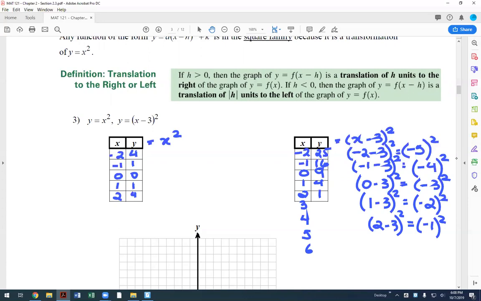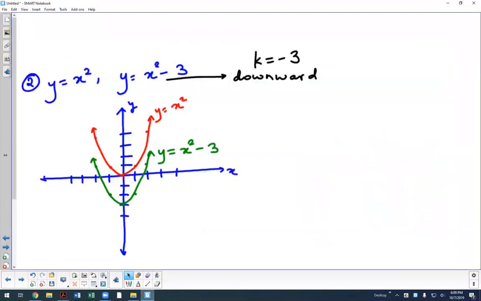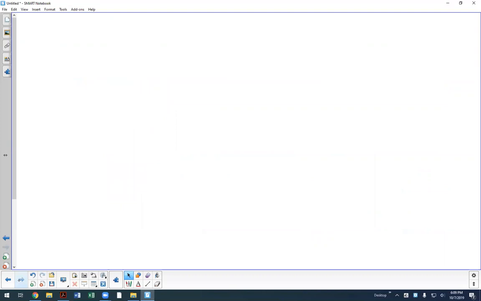So what will their corresponding y values be? 0, 1, 4, 9. Because 3 minus 3 is 0. 0 squared is 0. 4 minus 3 is 1. 1 squared is 1. 5 minus 3 is 2. 2 squared is 4. And of course, 6 minus 3 is 3. 3 squared is 9. Okay. So go ahead, graph that. And let's see what we come up with.